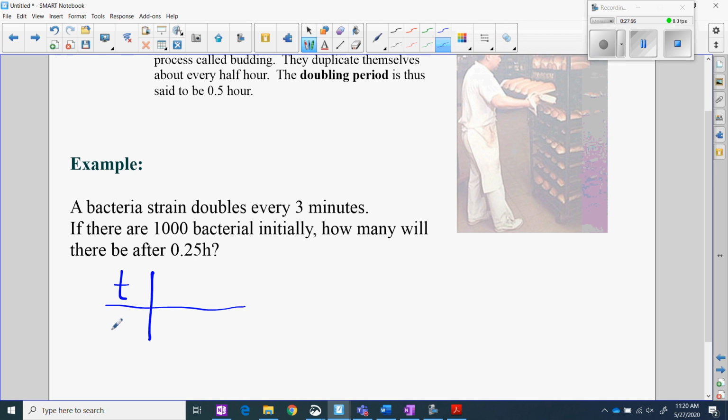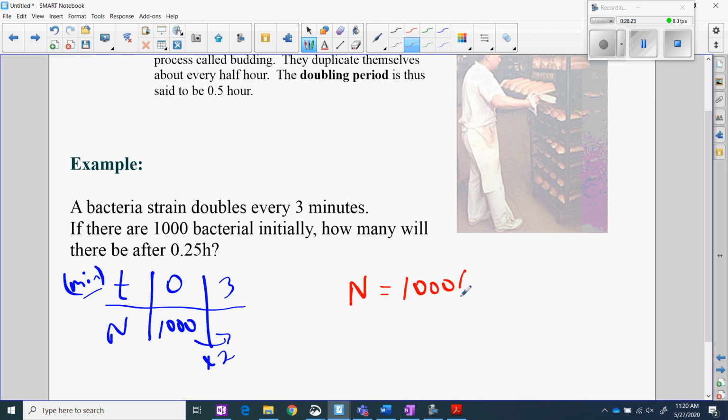If you don't want to, you can just build the function from the words. I'm going to use n for the number of bacteria. In the beginning, there were 1,000. I'm going to go in minutes, so I've chosen minutes as my time frame. Every 3 minutes, they will double, so I'm going to multiply by 2. So my function is going to be the number of bacteria is the starting amount multiplied by the base of 2 to the exponent t, but because my scale is going by 3, it'll be t over 3.